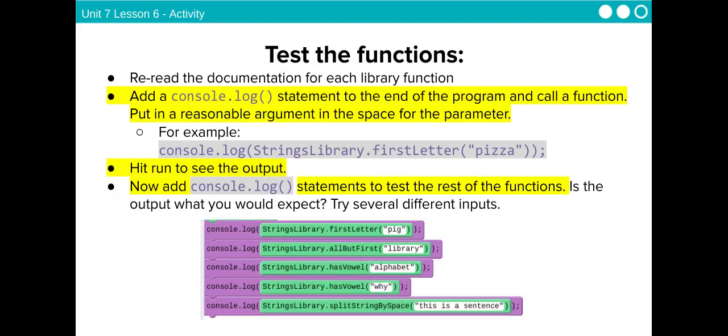Now let's test the functions. Add a console log to the end of the program and call a function. The example given deals with the first letter. Now run the output. Then add the additional console log statements to see if your output runs as expected.